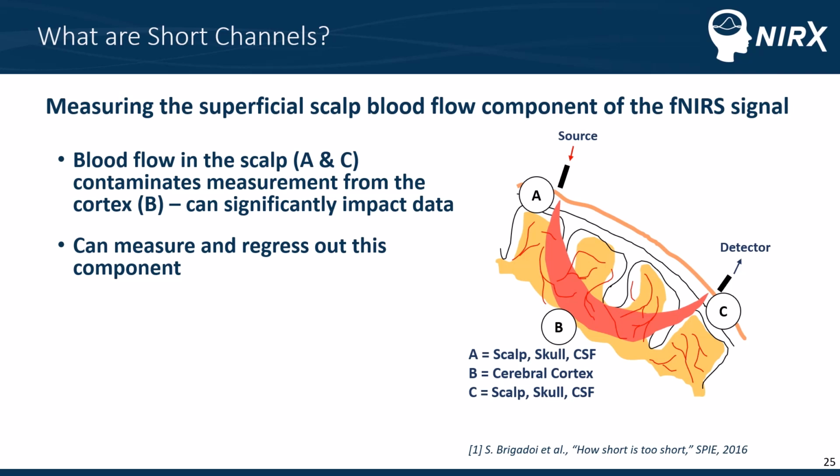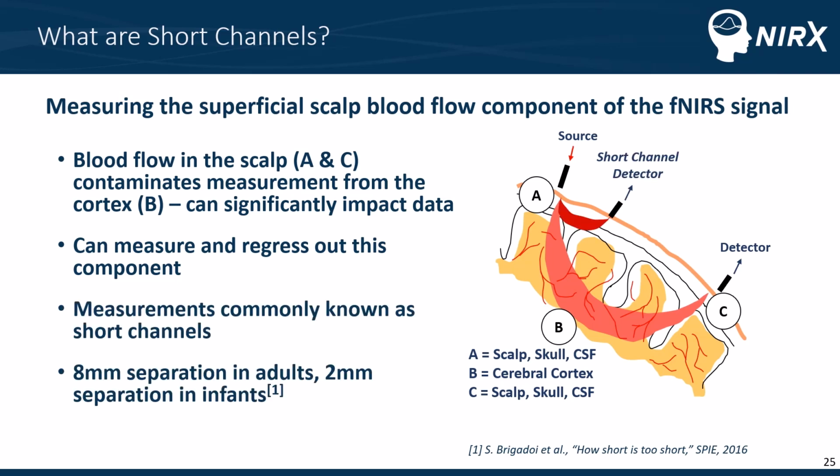So the idea with short channels is to measure and regress out this component, and it's done by placing a detector very close to the source. In fact, it tends to be an 8 millimeter separation. That's the ideal separation in adults. The separation in infants is 2 millimeters, which is near impossible to do because you'd have to place your source and detector very close together.